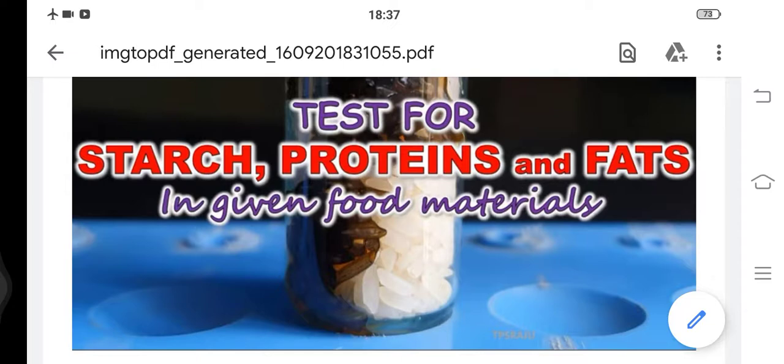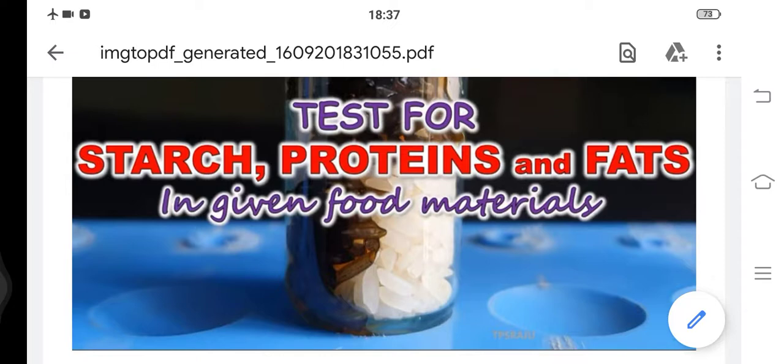What does food contain? Food contains many nutrients. Nutrients means essential substances needed for our body, right? So, what are nutrients? Carbohydrates, proteins, vitamins, minerals. These are the important nutrients in our food, right?